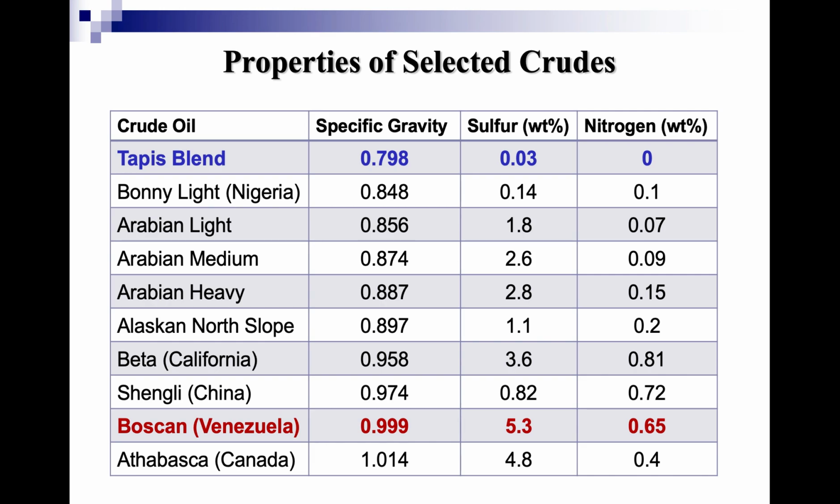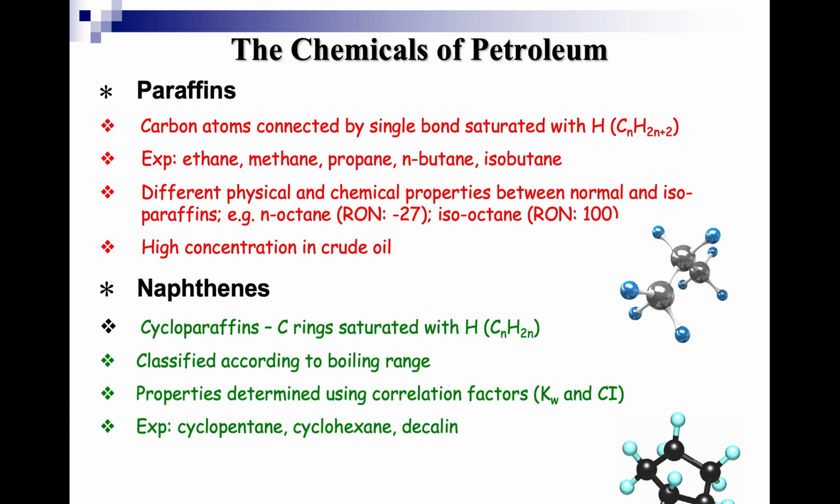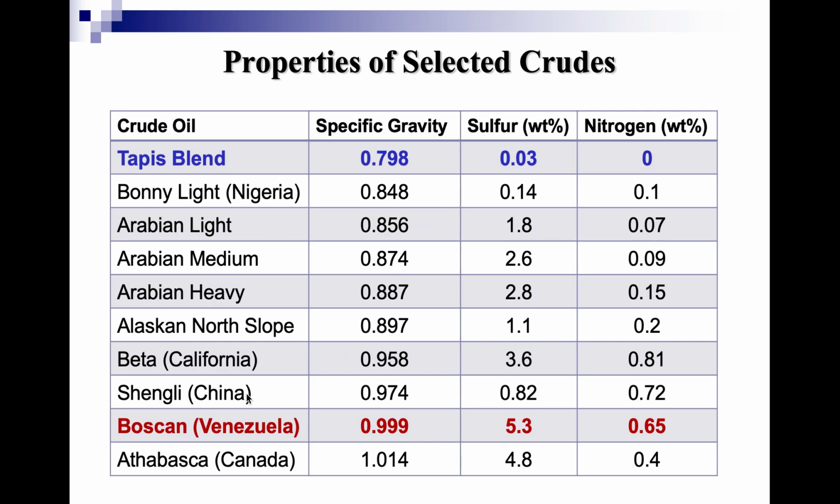Okay, the properties of the selected crudes. It is general knowledge that crude oil is not created equal. So every place, every origin or every country has different properties of crude. For example, we can see here for the Tapis Malaysia blend, the specific gravity is the lowest if we compare with the ones in Nigeria, Arabian Light, Arabian Medium, Arabian Heavy, Alaskan North Slope and Beta in California, and Shengli in China, Boscan in Venezuela, and Athabasca in Canada.